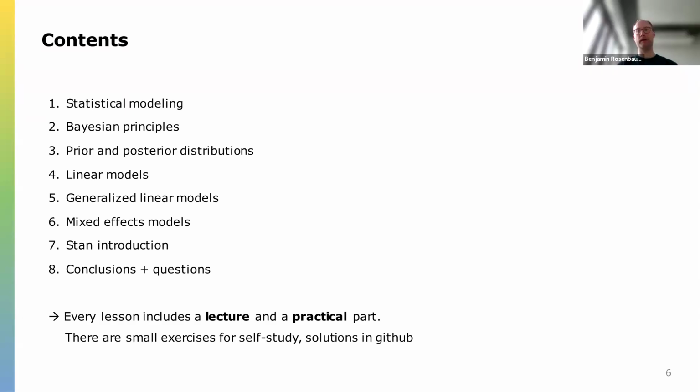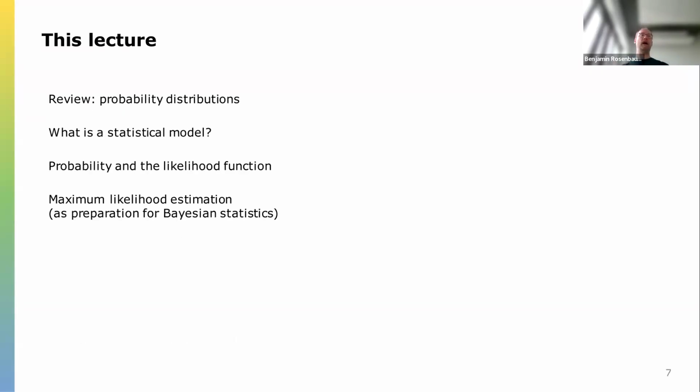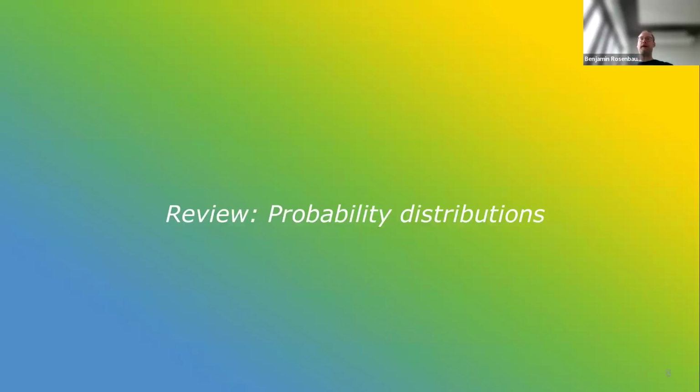That's the kind of basis, or the programming language, which BRMS is based on. So in this lecture, I will start with a general review of probability distributions and statistical modeling, with a specific focus on the likelihood function, because we will need this in the next session for Bayesian statistics as well. So let's start with random variables and their probability distributions.